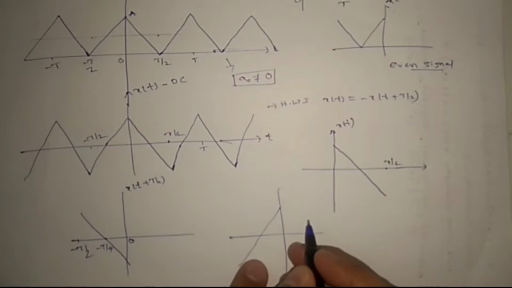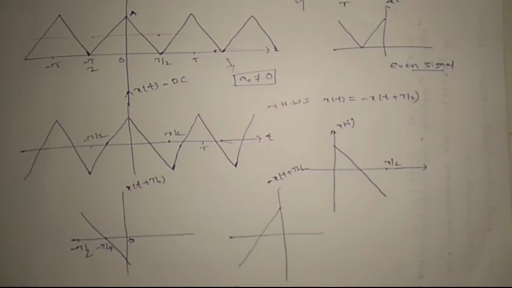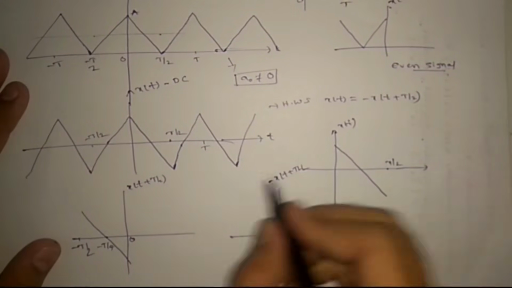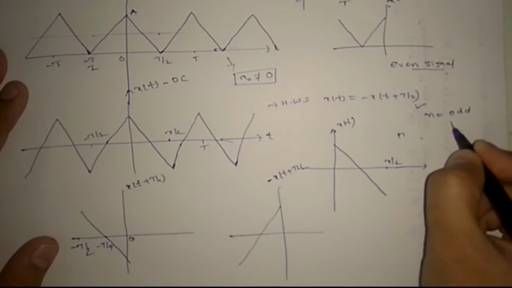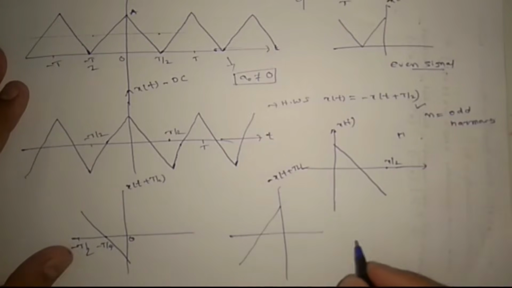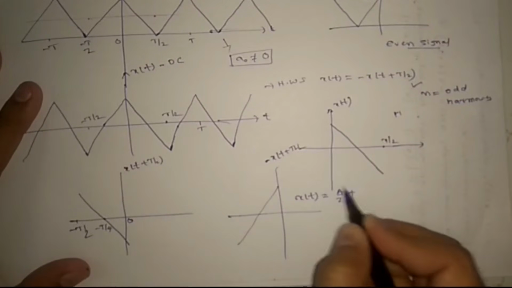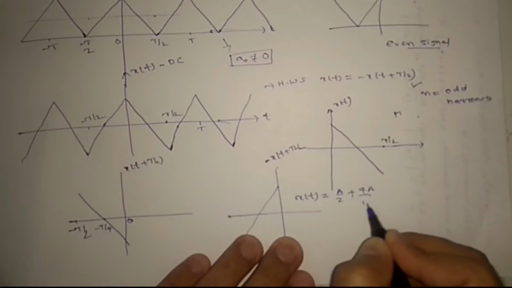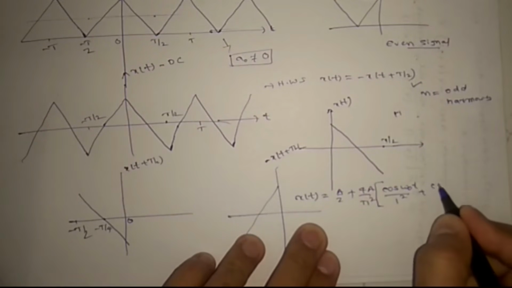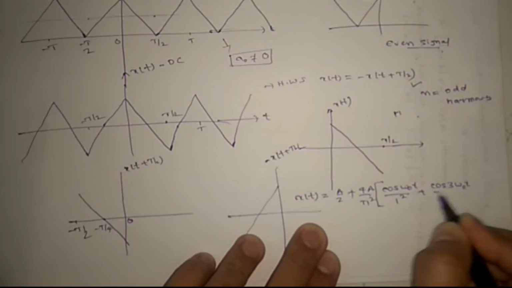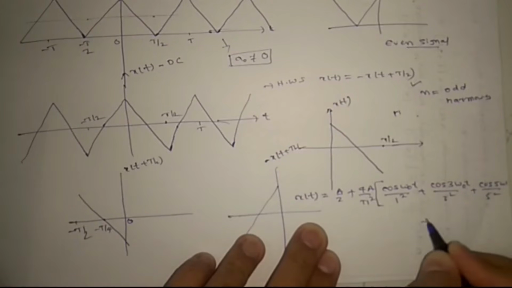Now this signal is the same, right? So it is following half wave symmetry, which means it will have odd harmonics. Then what is the final equation for this? x of t equals A by 2, see, DC value came, and 4A by pi square times cos omega naught t by 1 square plus cos 3 omega naught t by 3 square plus cos 5 omega naught t by 5 square and so on.